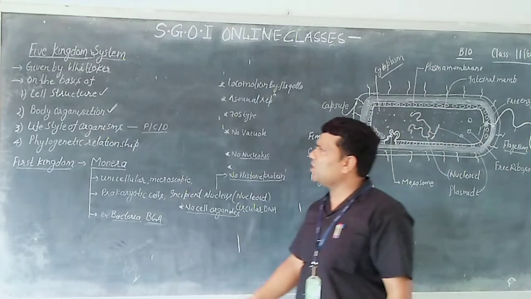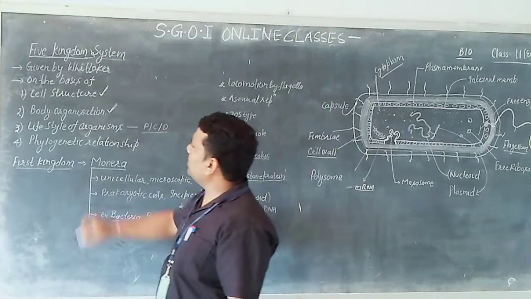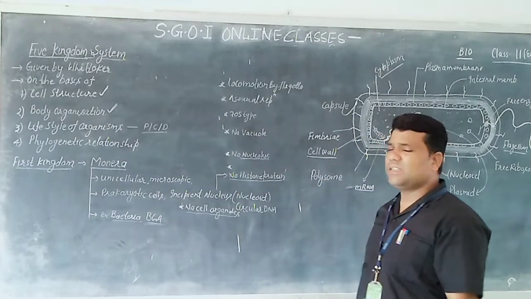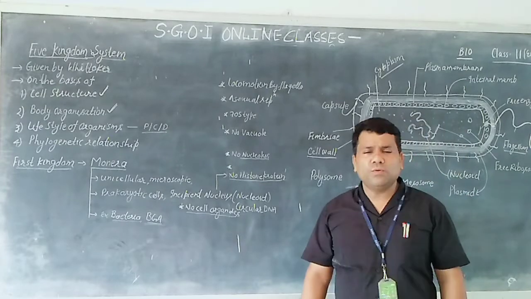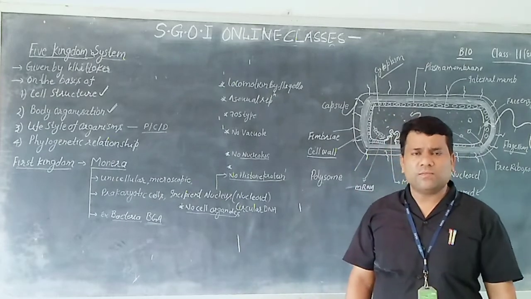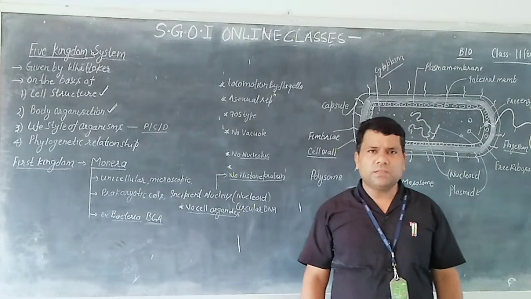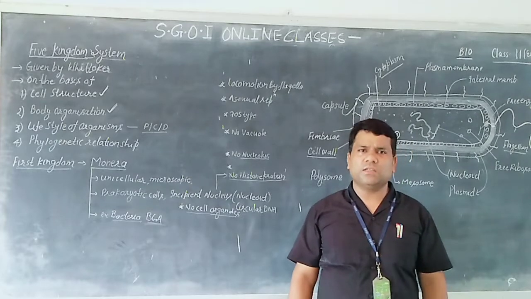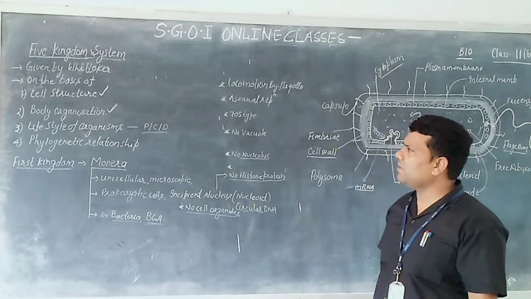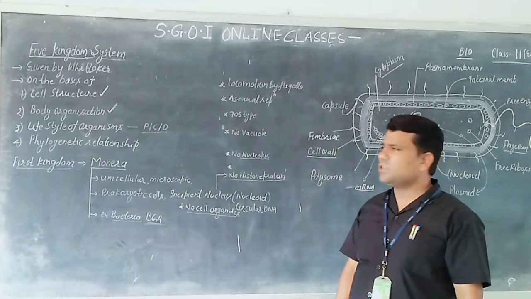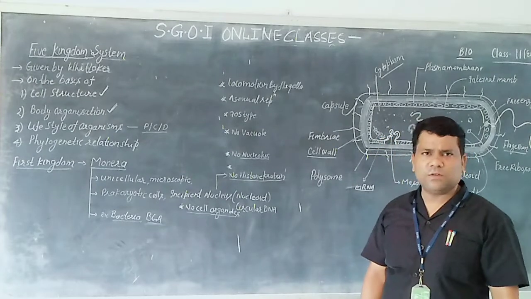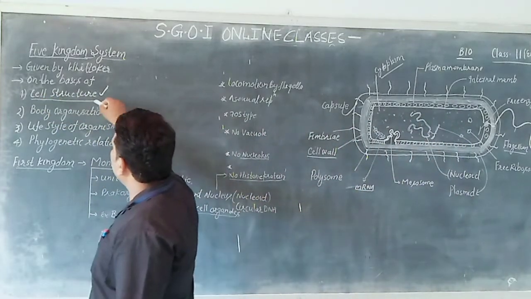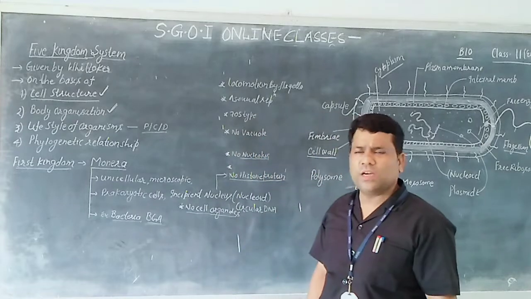The first basis of the Whittaker five kingdom system is cell structure. As you know, there are two types of cells found in organisms. The first one is prokaryotic cells, and the second one is eukaryotic cells. On the basis of this prokaryotic and eukaryotic structure of the cells, he classified the organisms into five kingdoms. So the cell structure tells us whether the cell is prokaryotic or eukaryotic.